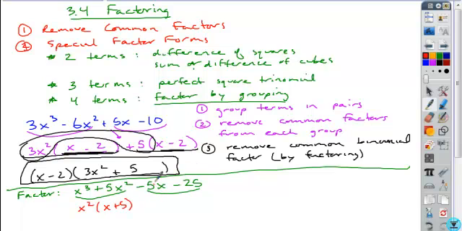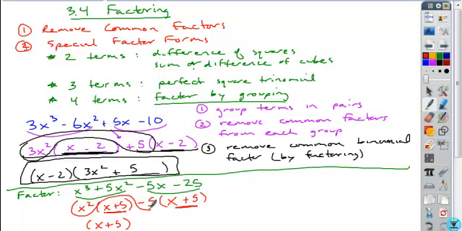The second pair of terms have a common factor of 5. Again, we always take out the sign, so a negative 5. And the negative is going to change the sign of each of these terms. So if we divide negative 5x by negative 5, that leaves us with a positive x. If we divide negative 25 by a negative 5, that leaves a positive 5. If we've done it right, we should have a common binomial factor, which we take out, x plus 5.